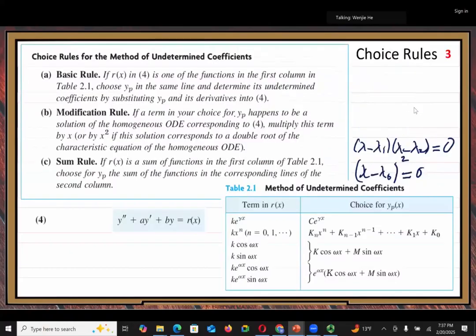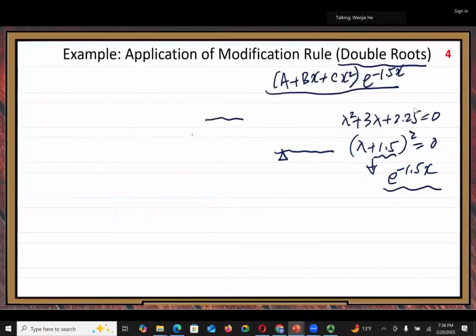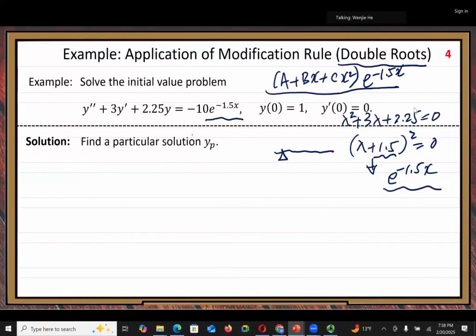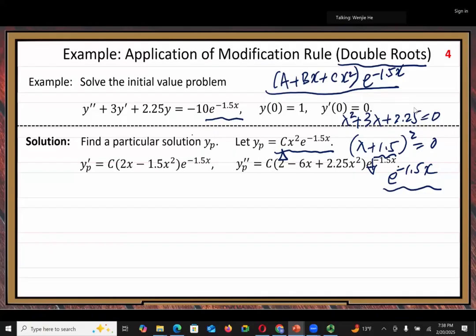Let me just go back. Because here we have a double root, right? Based on this modification rule, we multiply the term by x squared for a double root. Single root by x, double root by x squared, okay? So now it's not lucky, right? Because we apply this rule. So that's the modification part. I want to explain it's not by any luck. So this must work. This way, it is guaranteed.